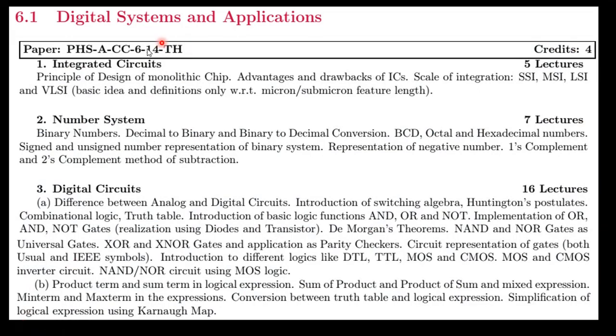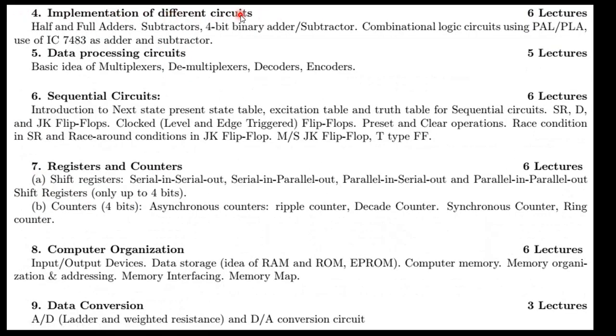You can see this syllabus. The portions on integrated circuit, number system, digital circuit and implementation of the different circuit are already discussed. Today we want to cover this portion number 5, that is the multiplexer, demultiplexer, encoder and decoder. In the upcoming sessions we will cover sequential circuit, register, counter, computer organization, data conversion.